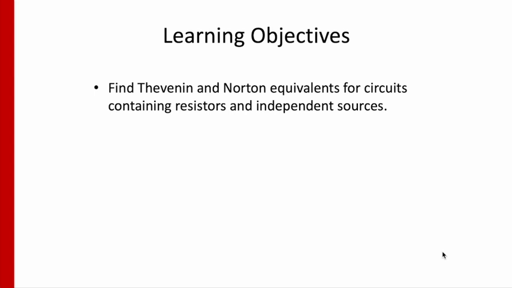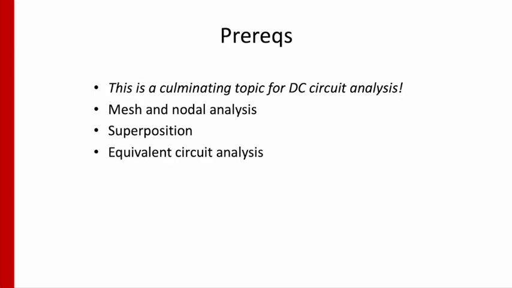Learning objectives here are to form these equivalents for circuits that contain resistors and independent sources. Prereqs are a bit extensive now. This is a culminating topic for DC circuit analysis, so mesh and nodal analysis will be very useful. Superposition is going to be needed, and also all our techniques that we use with what we refer to as equivalent circuit analysis, such as finding the resistance seen by a source and voltage and current dividers. All of those ad hoc techniques are going to be useful here.